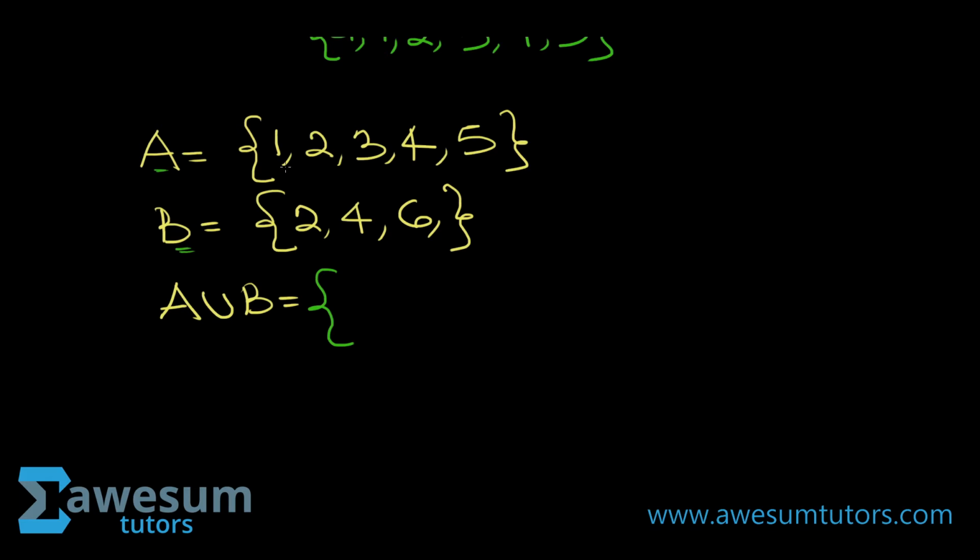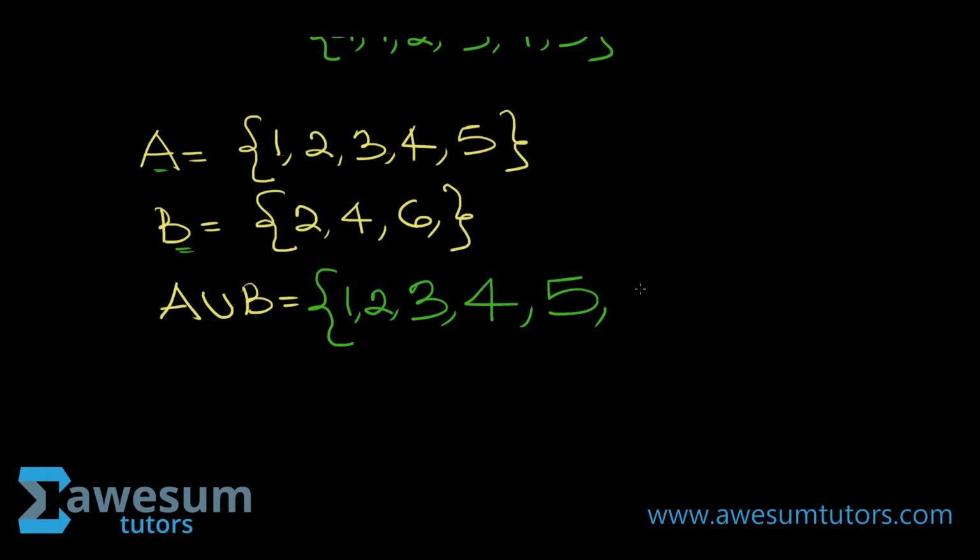Now, what are the elements of A? It's going to be 1, 2, 3, 4, 5. So I'm going to have 1, 2, 3, 4, and 5. Take note, we are combining elements of A and B. So now, what are the elements of B? We have written the elements of A. Now, what about the elements of B? 2, 4, 6. Now we're going to write 2, 4, 6, right?